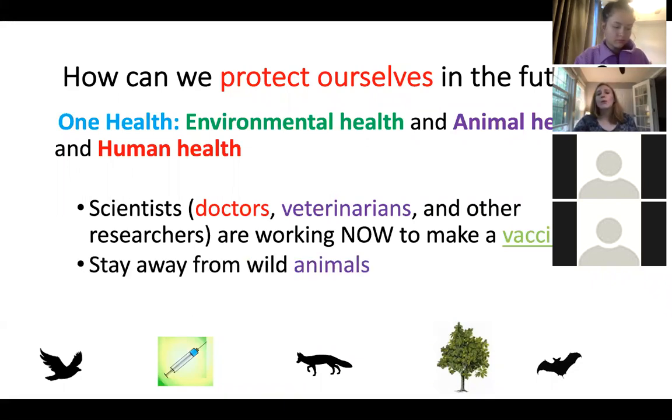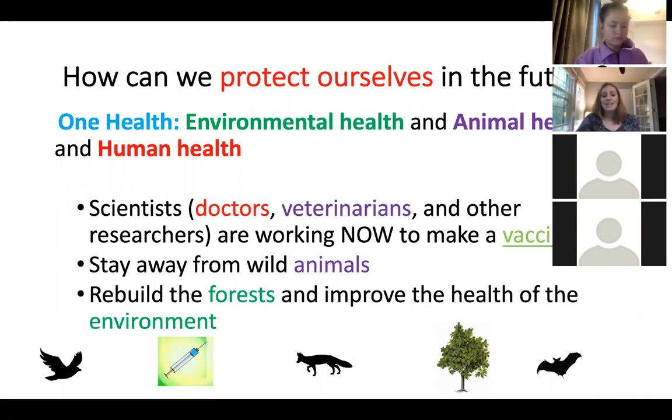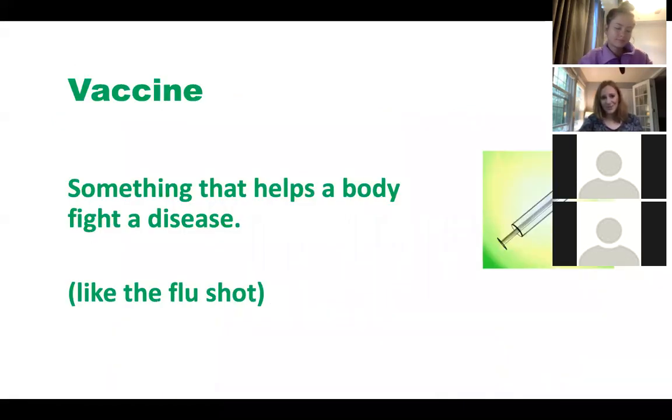It's important to stay away from wild animals, right? Stay away from animals because we can give them germs, they can give us germs. And it's important to rebuild the forests, right? And improve the health of the environment, because ultimately, if the environment is suffering, then how does that affect animal health and our health? Right? How is that related? So again, we covered vaccines, so good job.